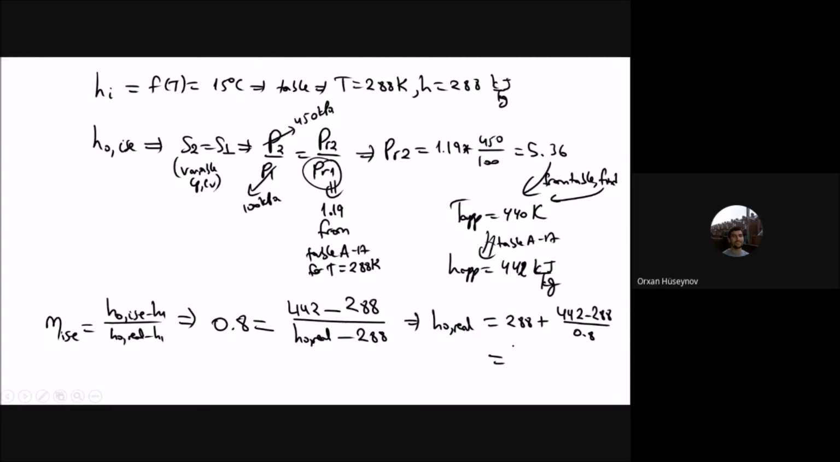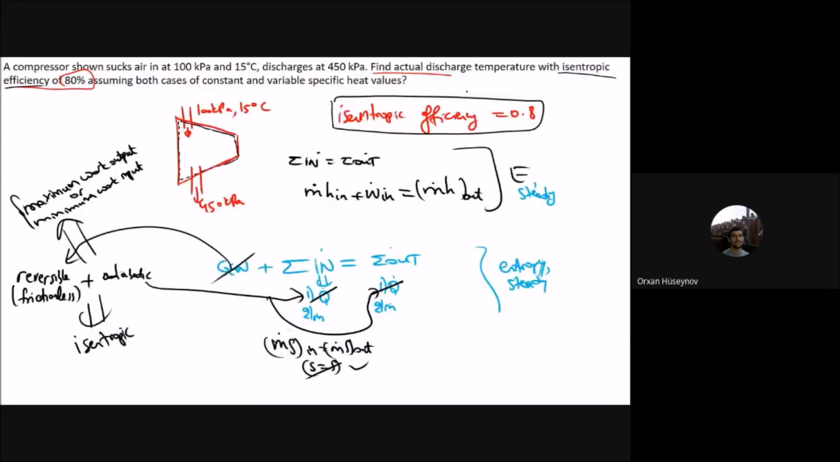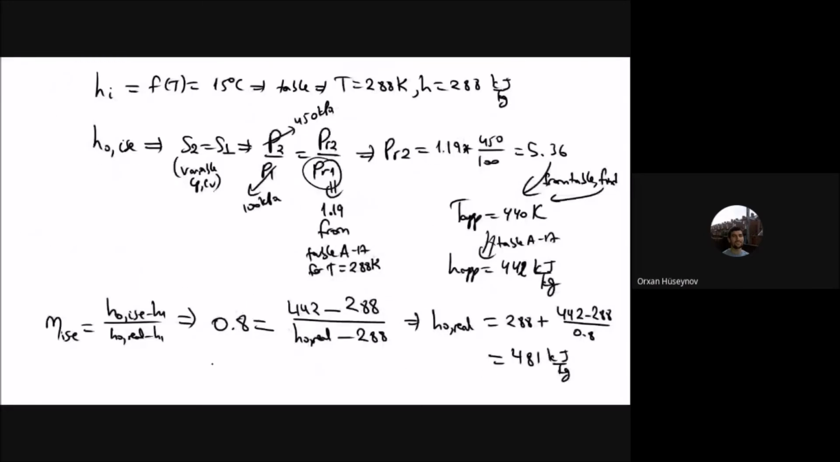If you find the value of the enthalpy here, then you go back to the table again and find the value of the temperature. And here the enthalpy becomes 481 kilojoules per kilogram. Okay, this is the real one. The question says find the actual discharge temperature. So it says find temperature, not the enthalpy value. Therefore, I will go back to the table again, A17, and get the value of the temperature.